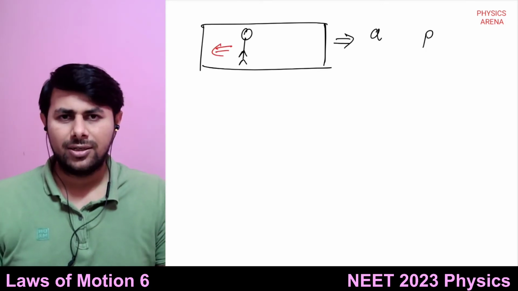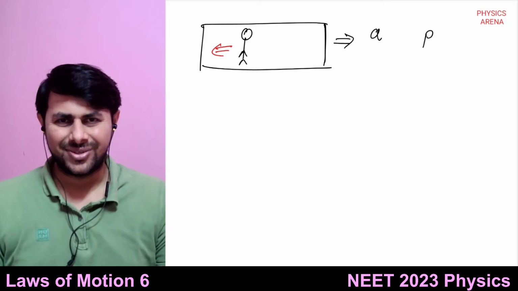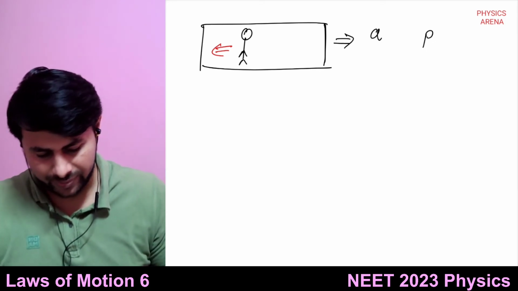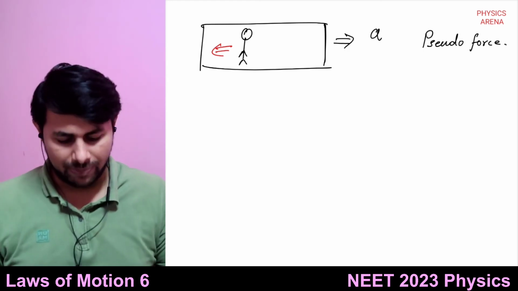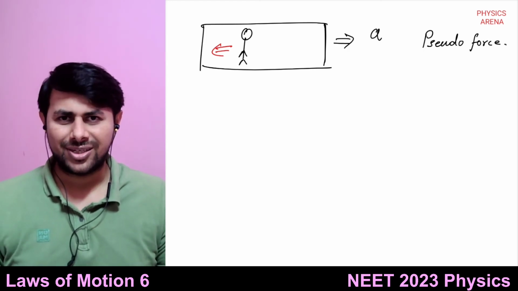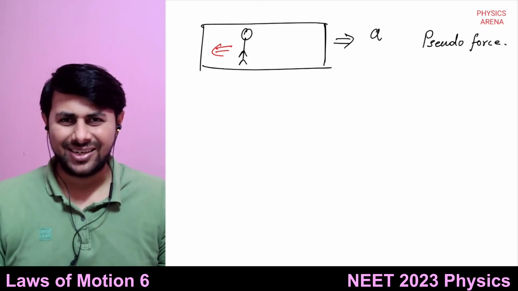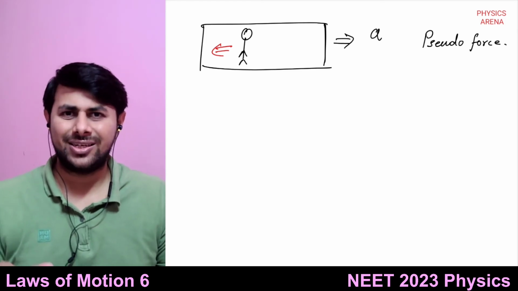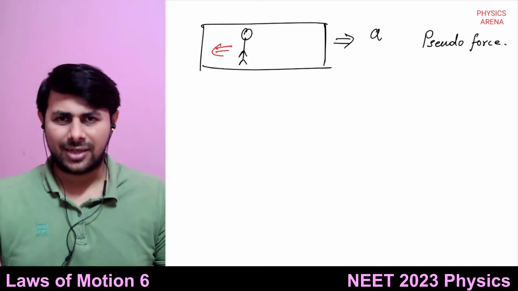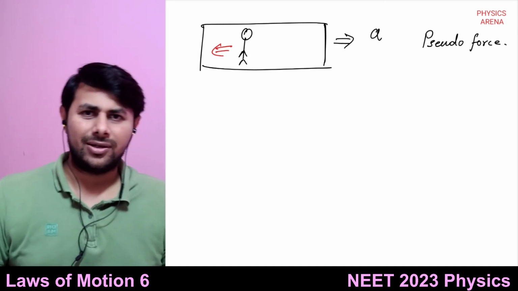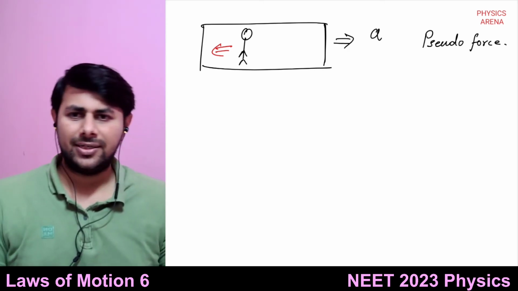So what do you say? You will feel like somebody is pulling you. So you say there is a pseudo force acting on you. If you apply the concept of pseudo force, as if some ghost is pulling you, then you can explain this motion. Another example: suppose you are sitting in a car and the car takes a turn towards the left. What happens? You tend to move towards the right like this.